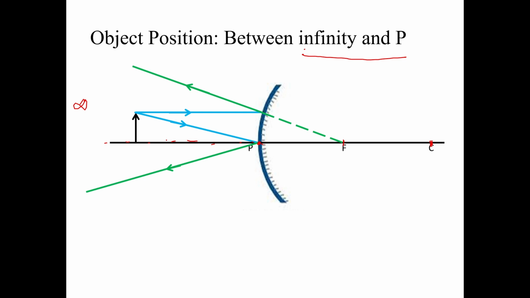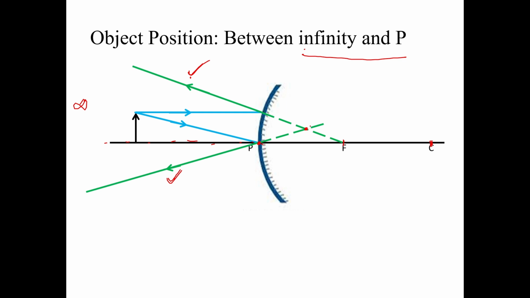Now see, this green shows the reflected rays. These reflected rays are diverging, so they will never meet. So what you have to do? You have to extend backward. The rays are diverging from this point. So you will get your image here.